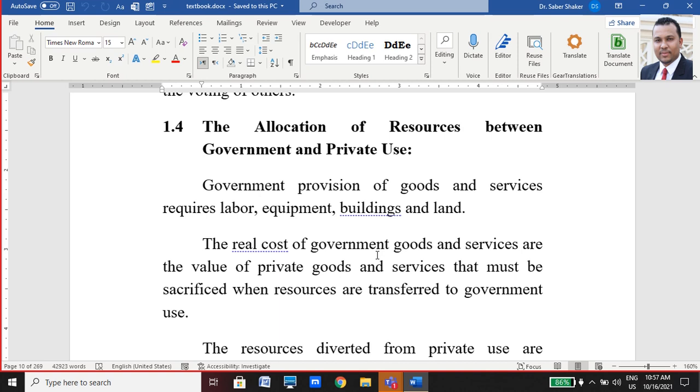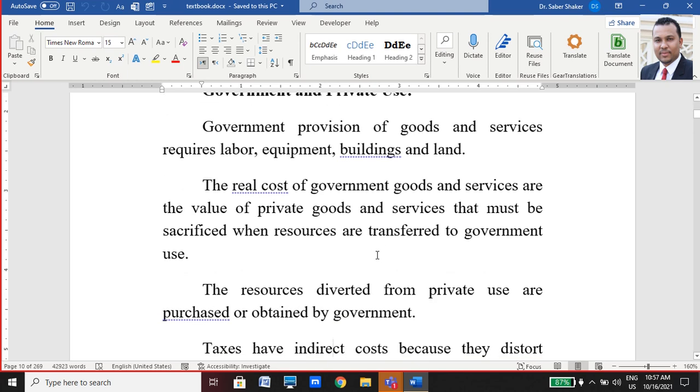Scarcity is faced by all nations, all countries, whether rich or poor. So to increase public goods and services, we must decrease private goods and services. It is a negative relationship. So what about the real cost of government goods and services?